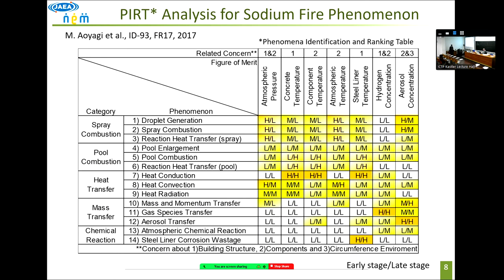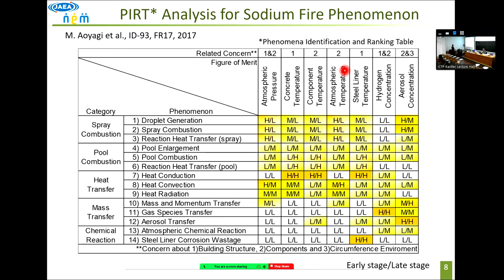And from the viewpoint of the verification and validation, we need efficient validation if we develop those kinds of code. But as you can easily imagine, we have a huge number of input decks in a numerical computation. And that's why we need a kind of priority. And to investigate such priority, usually we apply PIRT.